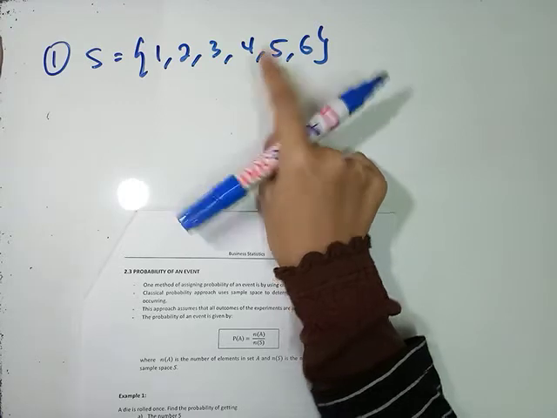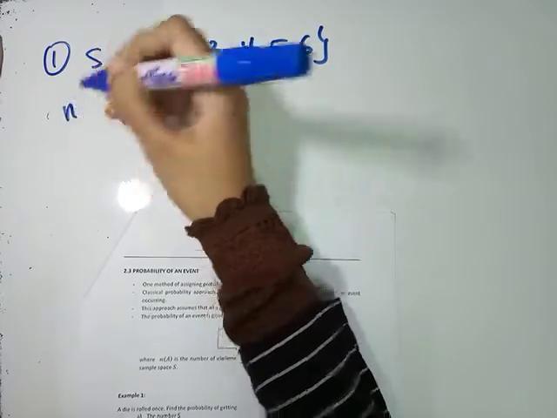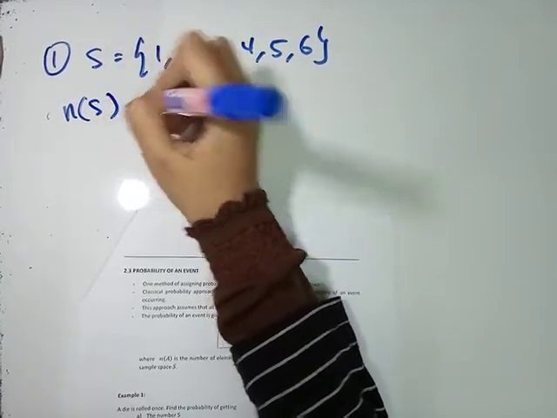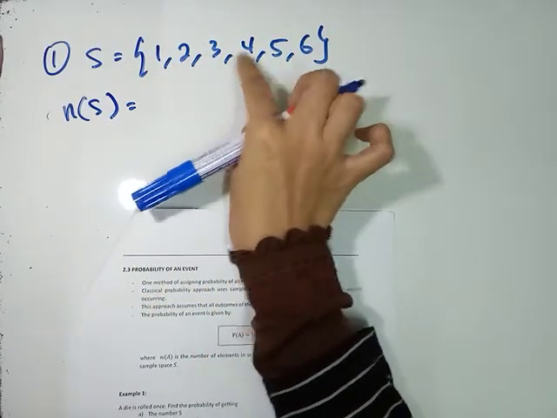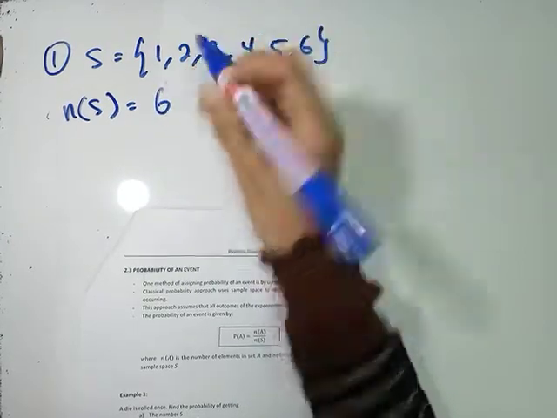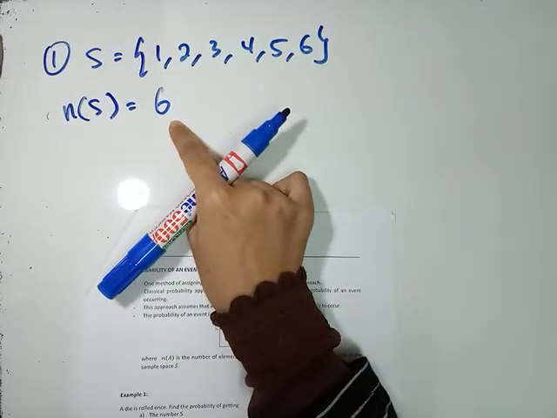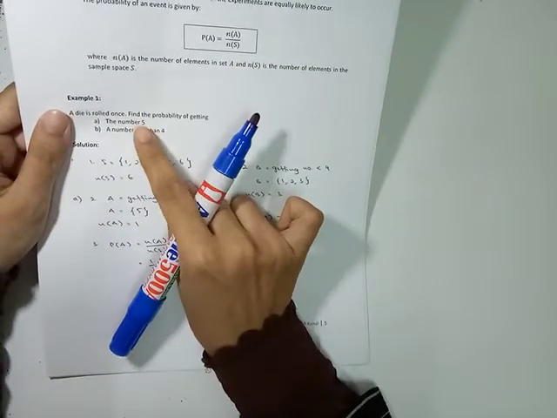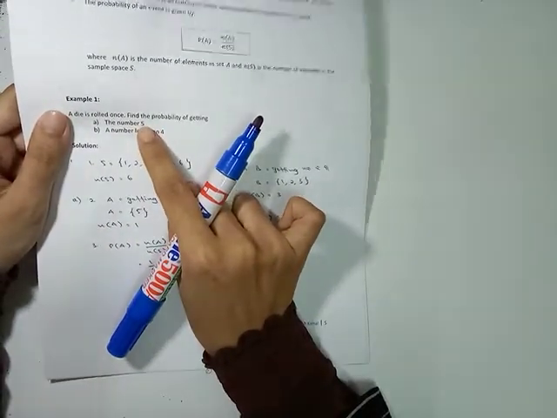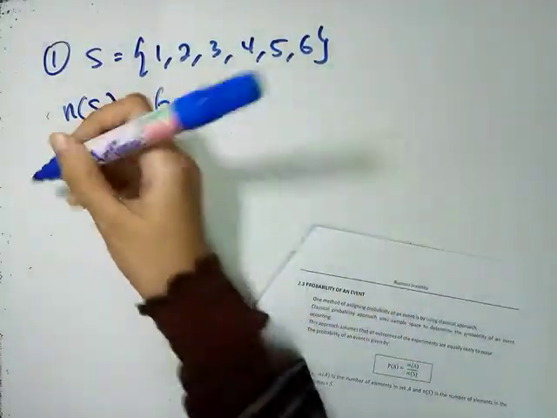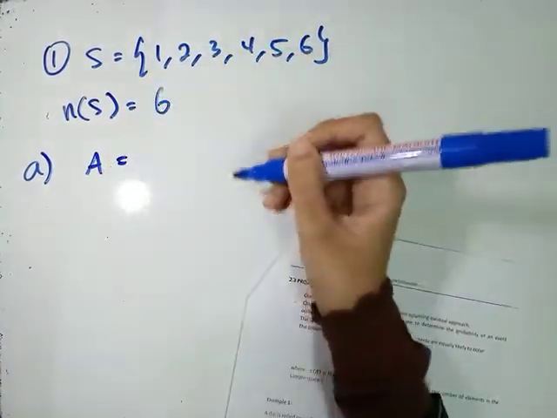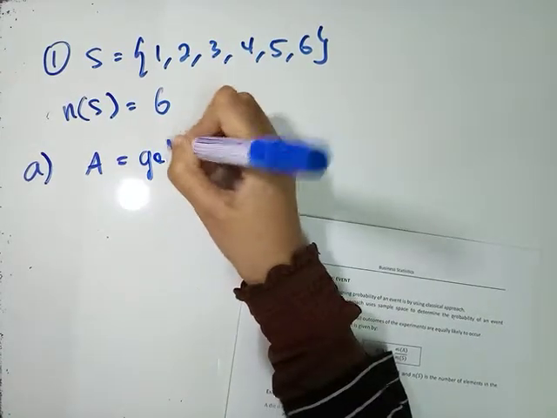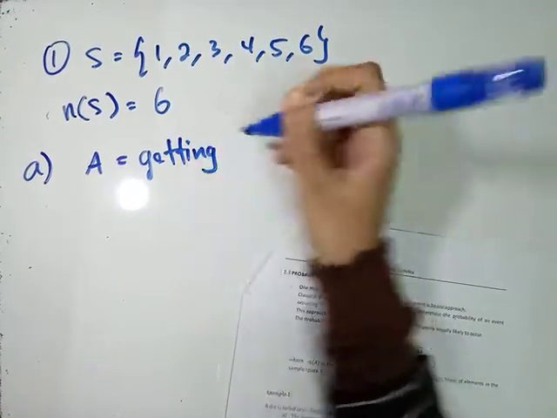And then how many element in sample space? NS there. The number of element in sample space is 1, 2, 3, 4, 5 and 6. So we know that NS is 6. Then second step, soalan minta yang A tu find the probability by getting number 5. So kita letkan A is equal getting number 5.